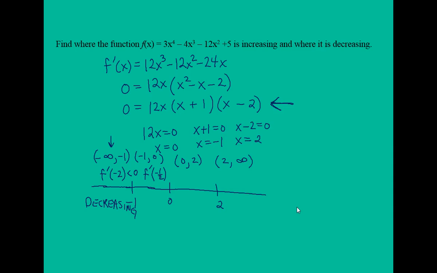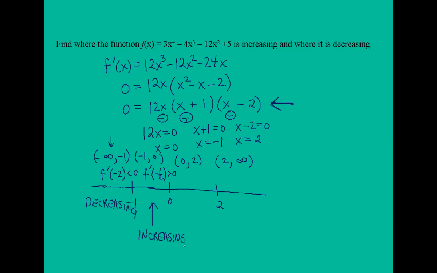If we plugged a -1/2 into 12 times x, we would get a negative value. If we plug -1/2 into the second factor, we would get a positive value. We'd get +1/2. And if we plugged a -1/2 in for the x in the last factor, we would get a negative value. So we'd have a negative times a negative, which is a positive number. So in this interval, we know the function is increasing because the derivative is positive.